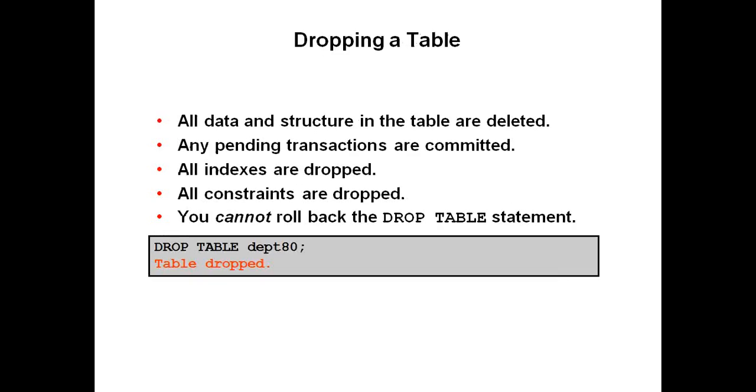And finally, how are we going to drop the table? Using a very simple syntax: drop table, table name. Now what happens when you drop a table? As you can read on the points there, all the data as well as the indexes will be dropped, and any pending transactions are committed. So if you want to drop a table and at the same time some operations like update, delete, etc. are going on, then those transactions will get committed well before you drop the table.